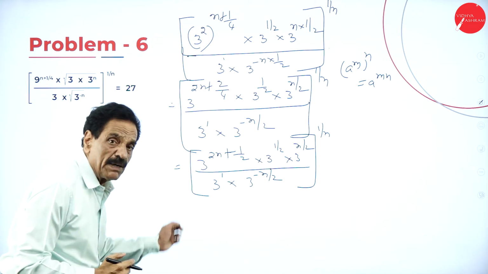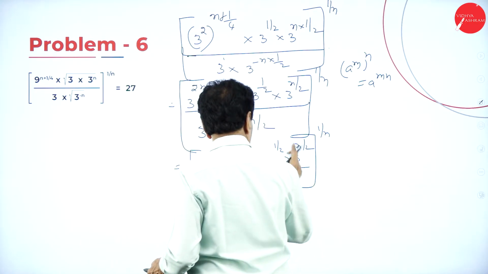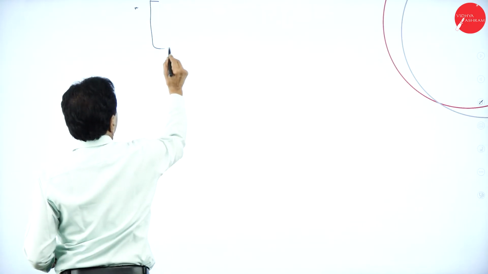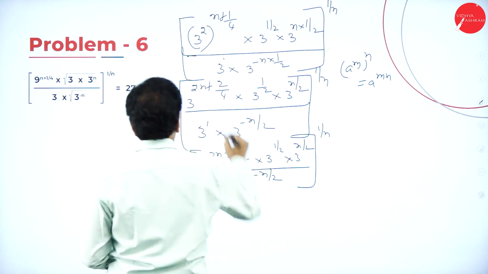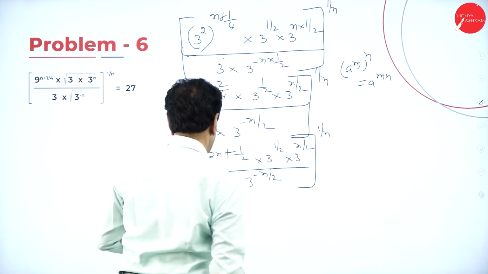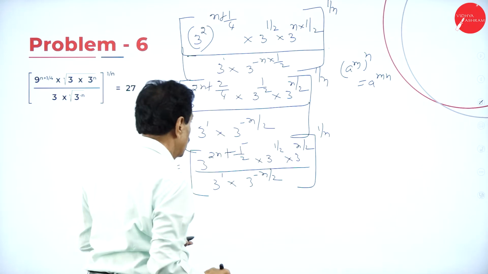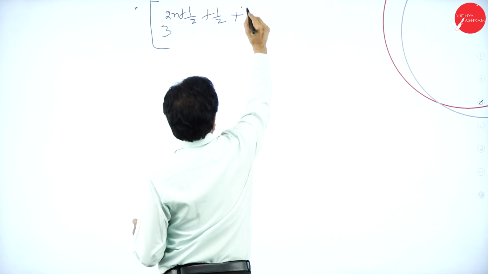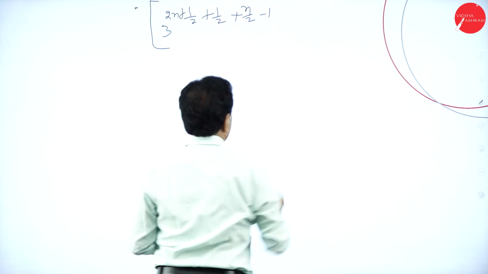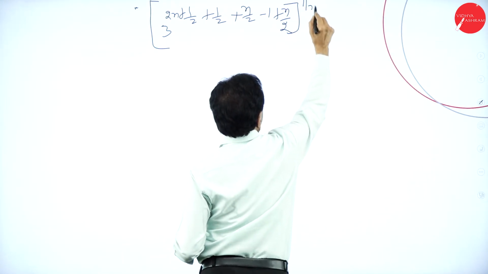I made it very step by step. I am doing it very simply. Then we'll go to the next one. Here all 3's are there. We can go root of 3 to the power of 2n, 3 to the power of 2n plus half, this over, plus half, plus n by 2, this is minus 1, this is plus n by 2, whole to the power of 1 over n.